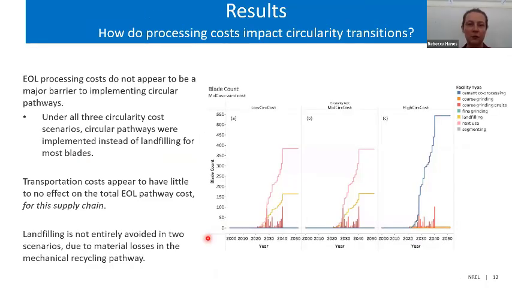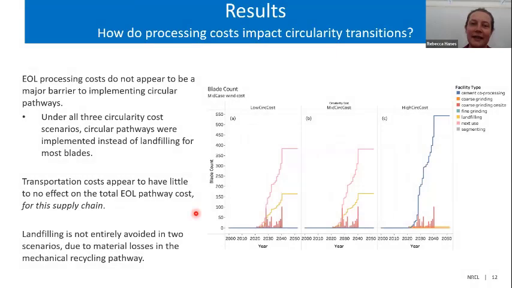So I'll be showing results for all three of the cost scenarios that we ran on three different levels of circularity cost, processing costs, but only one capacity expansion scenario, which is kind of the moderate case where we're assuming moderate advances in wind turbine technology and capacity additions over time. And we're also assuming no major changes to policies that affect the electricity grid mix. So in this slide, we're showing overall what the supply chain structure ends up looking like over time, which is 2000 to 2050.